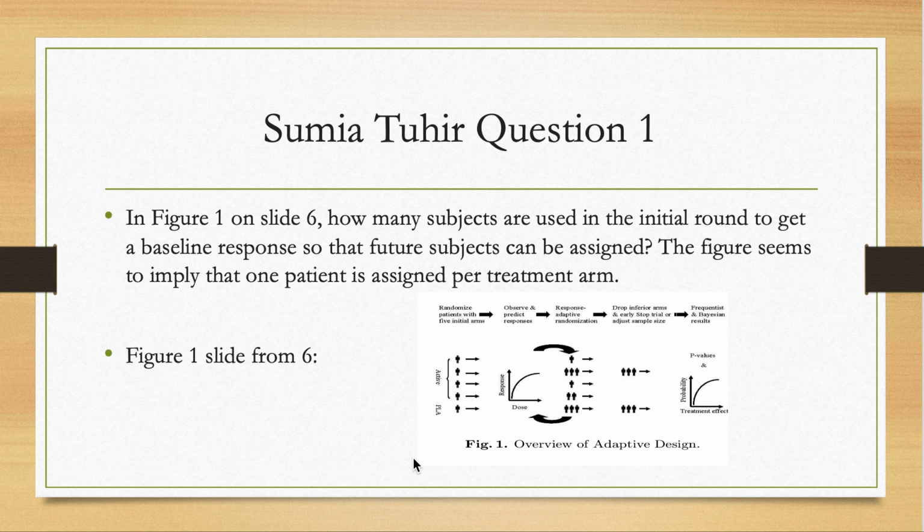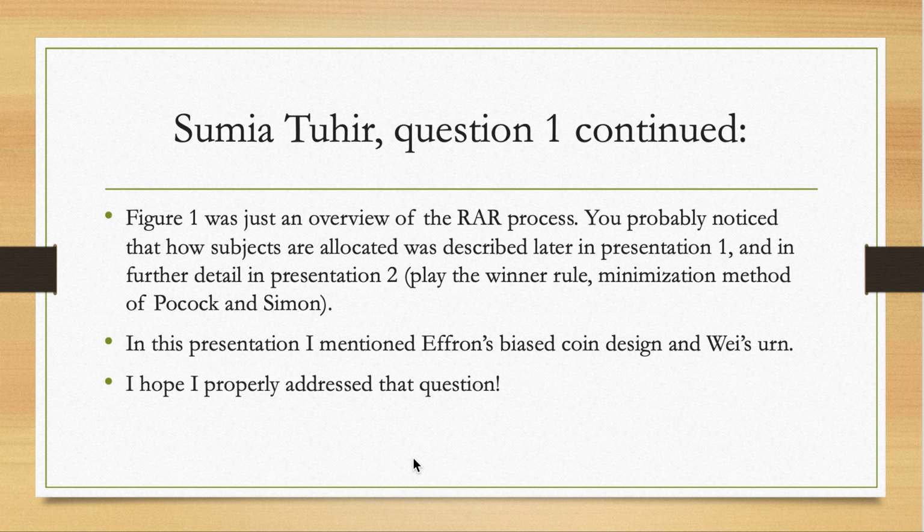So Sumiyatu's first question, on slide 6 in presentation 1, figure 1: How many subjects are using the initial round to get a baseline response so that future subjects can be assigned? The figure seems to imply that one patient is assigned per treatment arm. So figure 1 from slide 6 of presentation 1 was just an overview of the RAR process, and you probably noticed that how subjects are allocated was described later in presentation one and in further detail in presentation two.